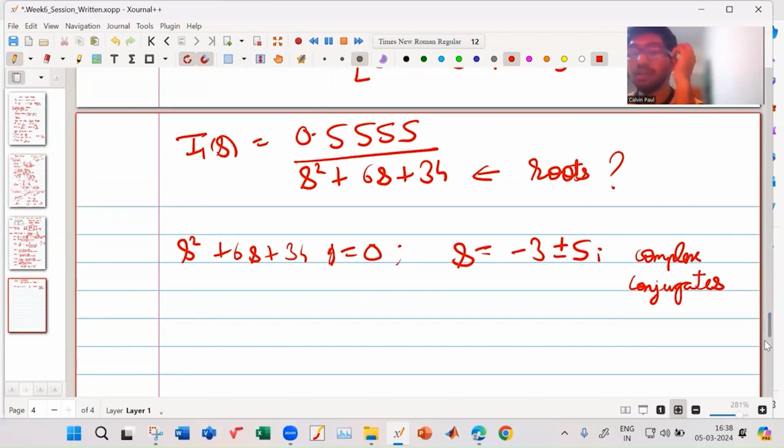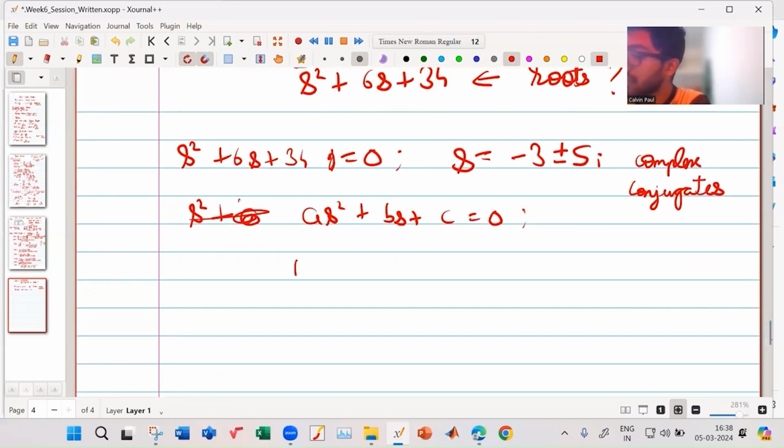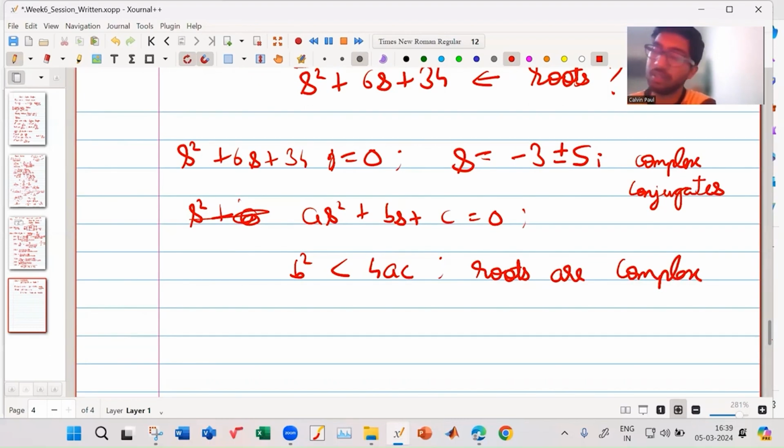So how do you know, if there is an equation aS square plus bS plus c equal to 0, that the roots are complex? If b square is less than 4ac, then the roots are complex. This is a condition which you must remember, because in the GATE exam you will not have a calculator to find the exact roots. So you must use this condition.